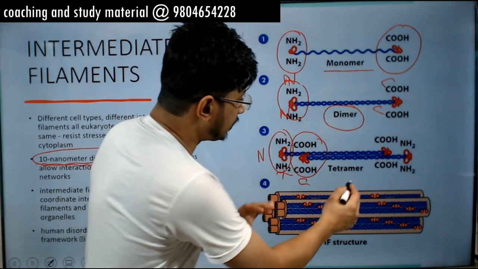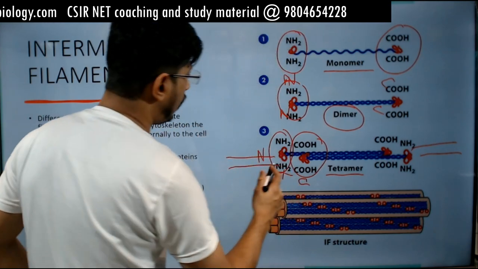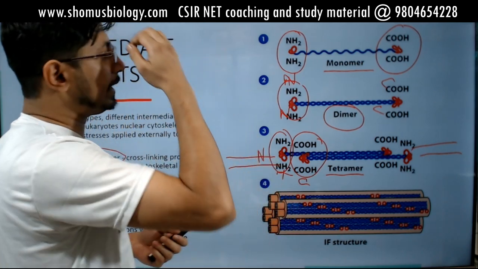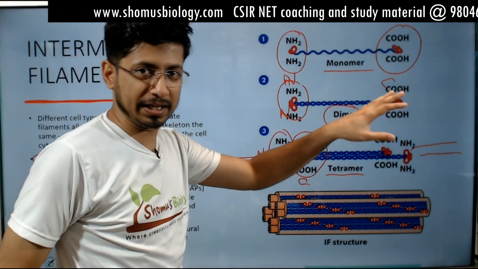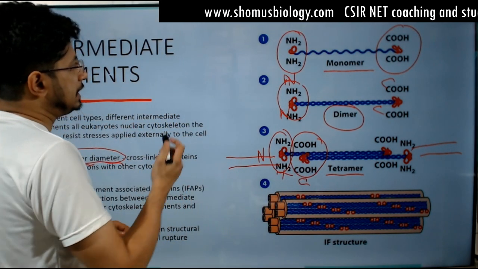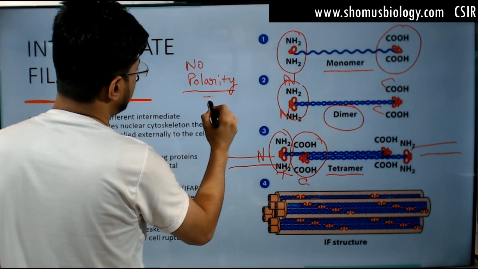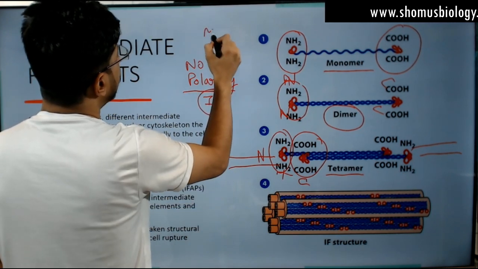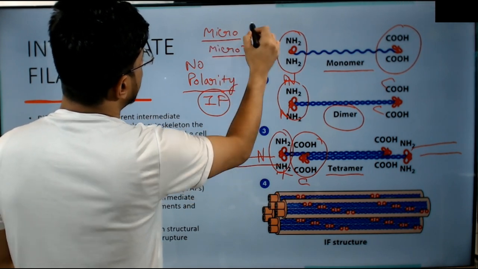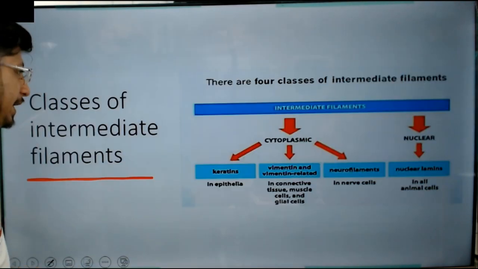Once that attachment, or tetramer, is formed, similarly multiple tetramers are added side by side to form a large, intermediately thick, very strong rope-like structure of a filament, and that is known as intermediate filament. As it has N terminal and C terminal, two N and two C terminals as a monomer, there is no polarity to the intermediate filament. If you recall, the microfilament, that is actin filament, and microtubule both have plus end and minus end polarity, but the intermediate filament does not have any polarity.